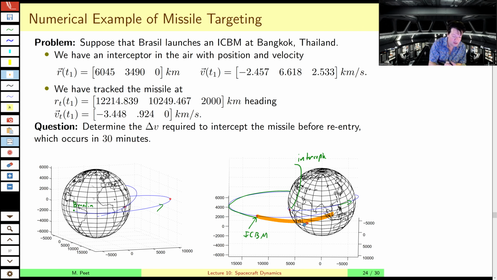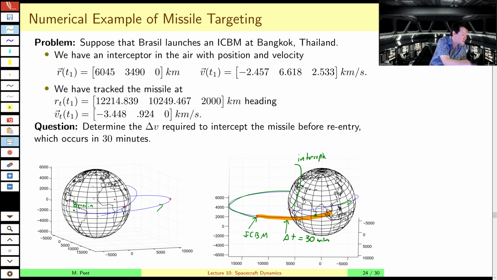And the geniuses over here in interceptor land have calculated how much time we have. In particular, they calculated that the ICBM is going to re-enter the atmosphere in 30 minutes. Once the ICBM enters the atmosphere, it's going to be really hard to shoot it down because turbulence and air drag are going to disturb our calculations. So we want to shoot it down before it gets into the atmosphere. So, okay, there's our problem.